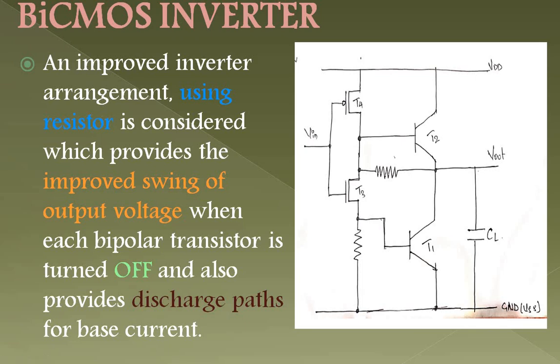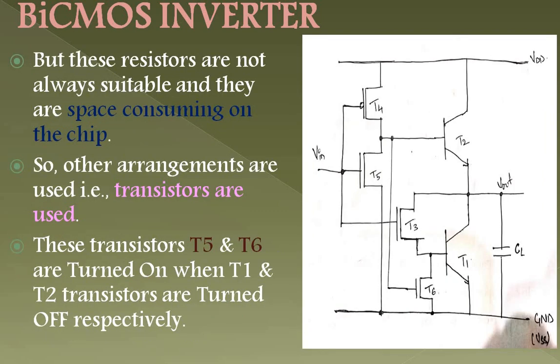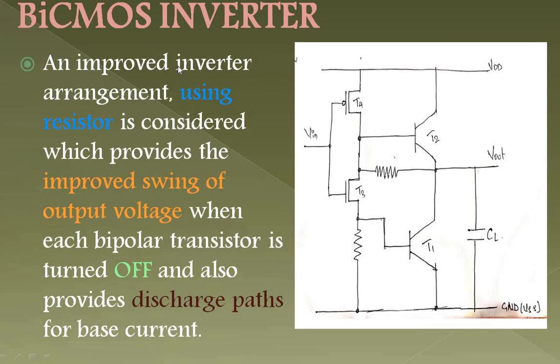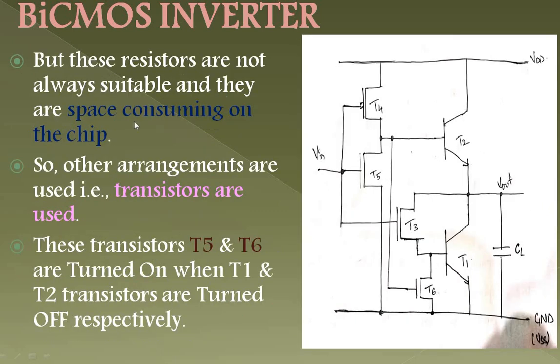But in the first class itself I told you, I think everyone remembers, that resistors will be consuming lots of space on your chip. We are using the resistors here, correct? In the first or second class I told you resistors consume lots of space on the chip. So these resistors are not always suitable, because they take up space on your chip. So other arrangements are used with transistors. What we are doing is replacing the resistors by transistors.